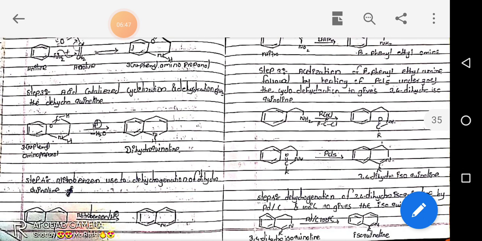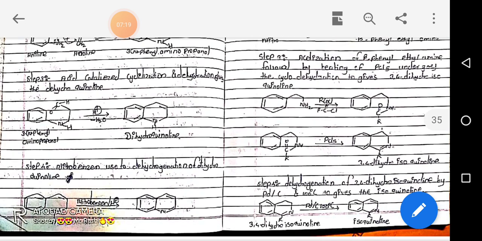In the third step, what happens? This NH2 reacts with acetyl chloride, that is acetylation of the beta phenyl ethyl amine, followed by heating with PCl5 under the given conditions and cyclodehydration to give 3,4-dihydroisoquinoline as the final structure.